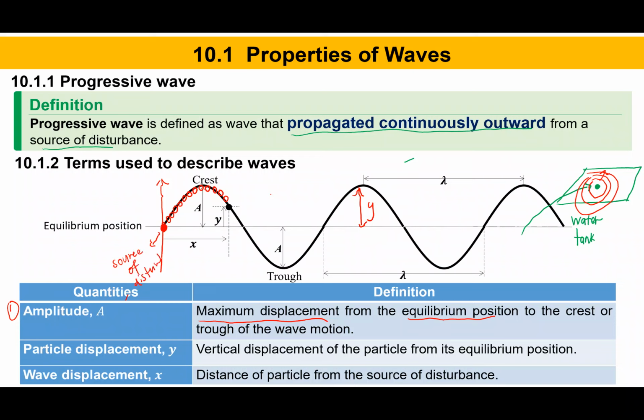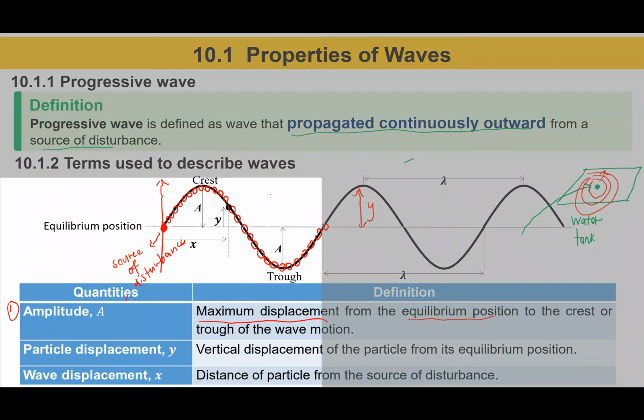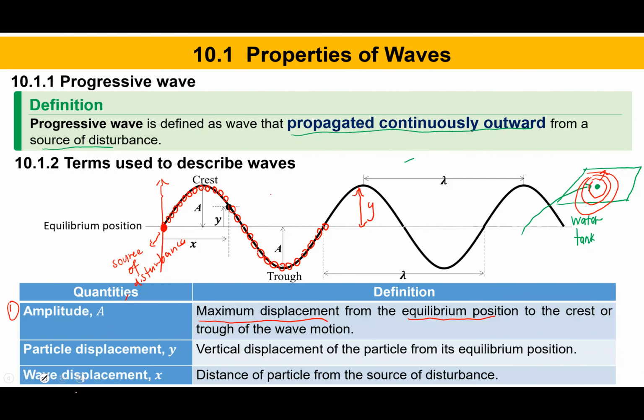So jarak partikel daripada source of disturbance, okay, contohlah I lukis kan. Okay, ni semua partikel you lah yang move up and down. Contohlah I nak kira wave displacement X, okay, daripada source of disturbance. So I akan kira daripada sini sampai, okay, from this point up to this point.